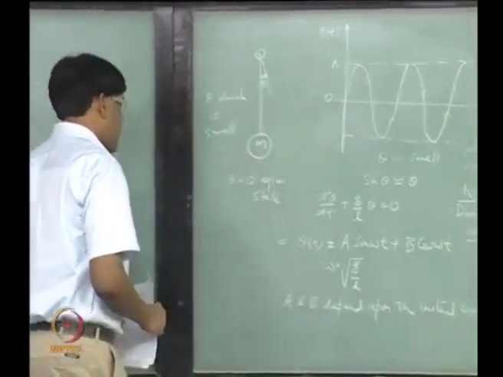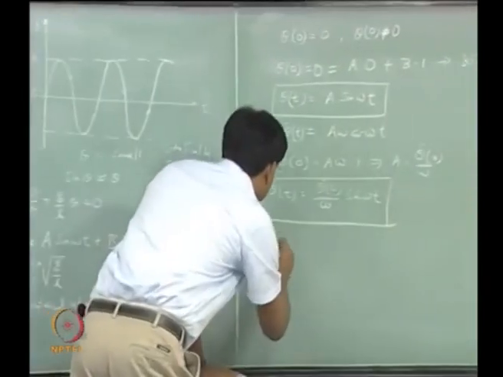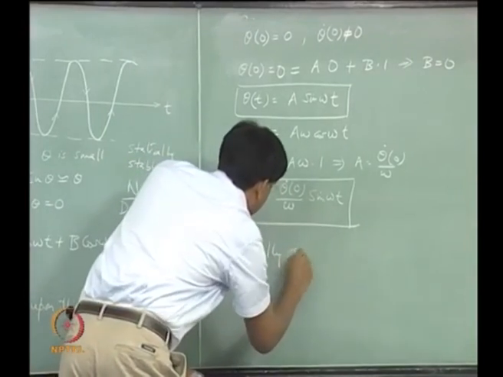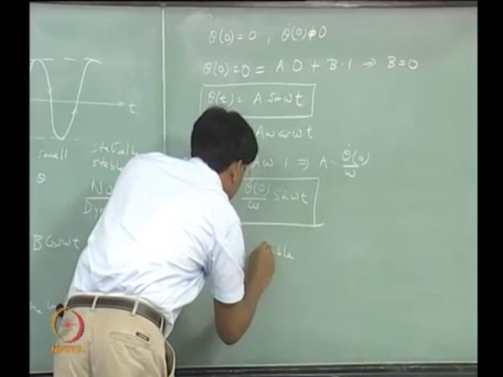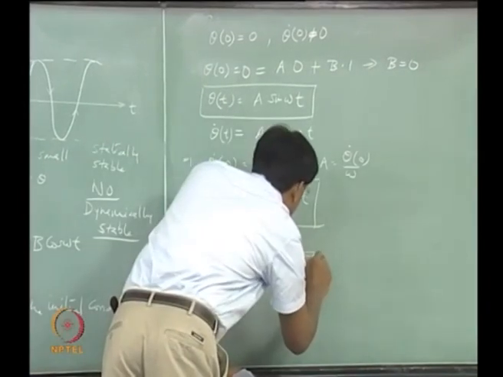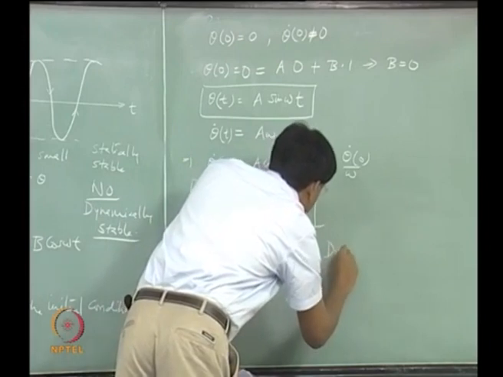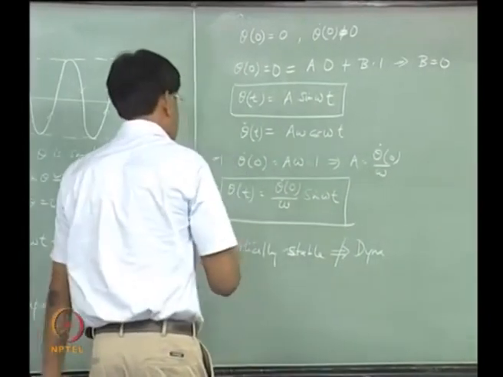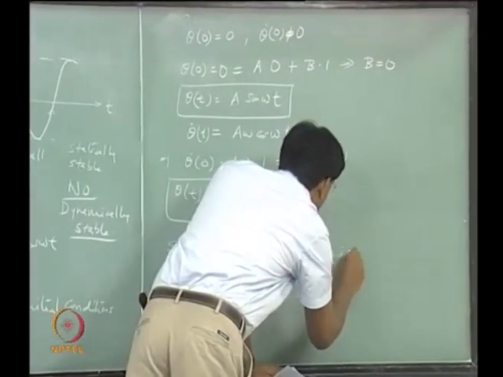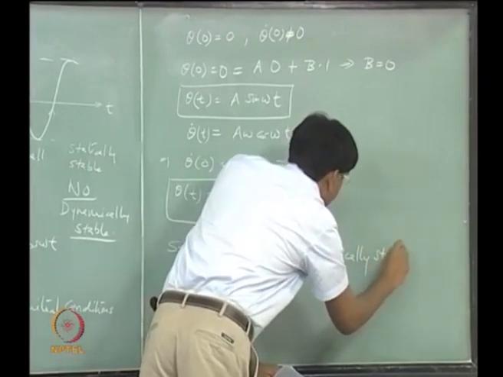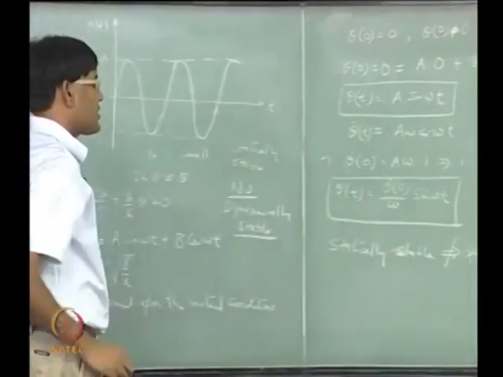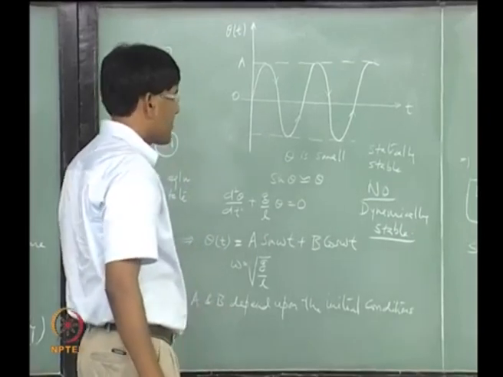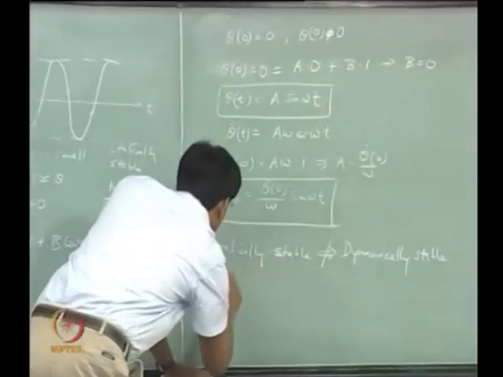So, what you can infer from here is that statically stable does not always imply that the system is also dynamically stable. So, this is clear from this exercise, while the other way around is true.